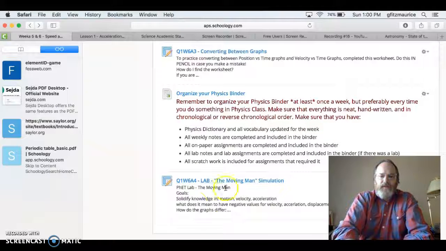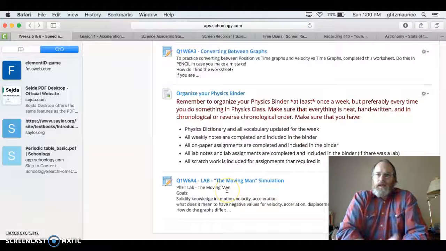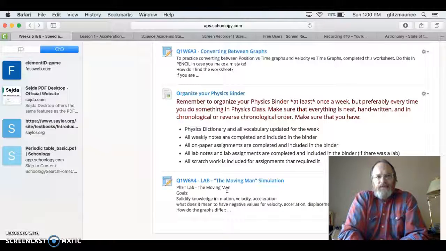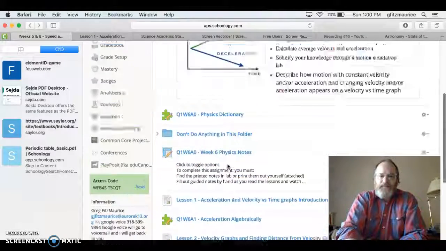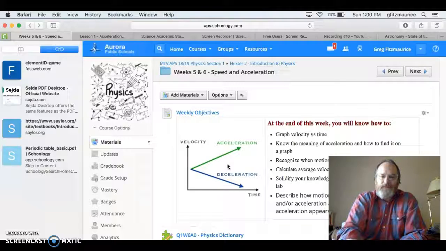It's to solidify your knowledge in motion, velocity, and acceleration. This is the last week of Hexter 2, our beginning Hexter. I'll review some information with you on Wednesday. If you get most of these assignments done, that's going to get you past the Hexter. This is the meat of the unit here, the important content that you need to know. So try to get most of this done, and you'll be in good shape for the Hexter.